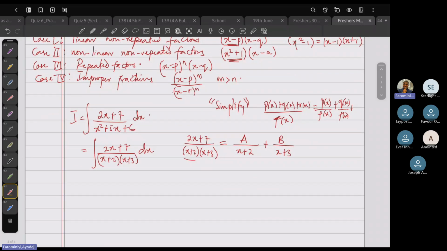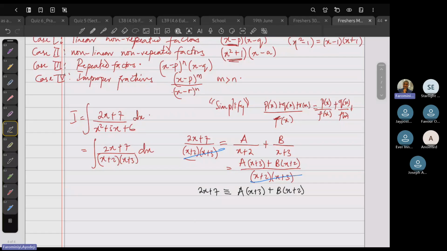We can, of course, find the LCM, x plus 2, x plus 3. You can either say that or say multiply through by x plus 2, x plus 3. So this is A(x plus 3) plus B(x plus 2). Then on both sides, this can cancel this. So we are left with 2x plus 7 is equivalent to A(x plus 3) plus B(x plus 2).